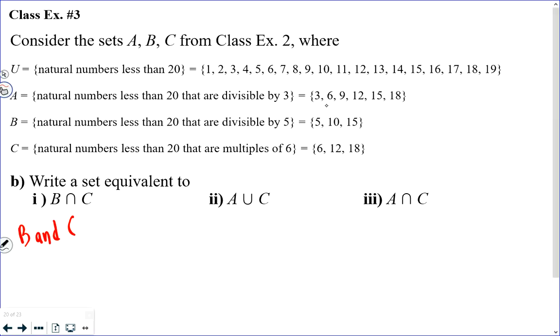Here's B, and here's C. Is there anything that is in both? No. There's nothing that's in both. These two sets are disjoint, which means that the intersection of B and C is the empty set.